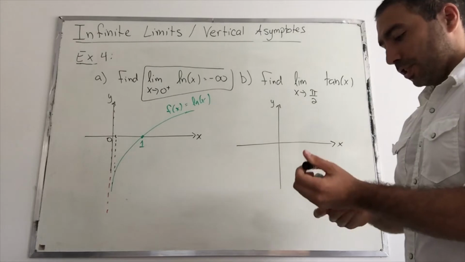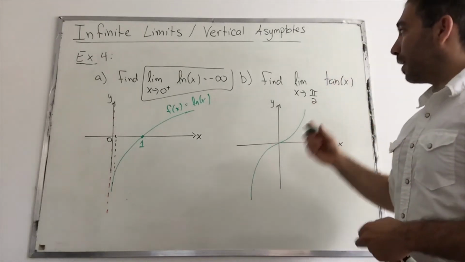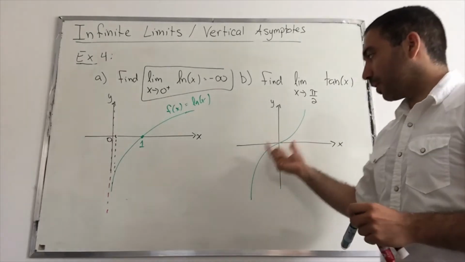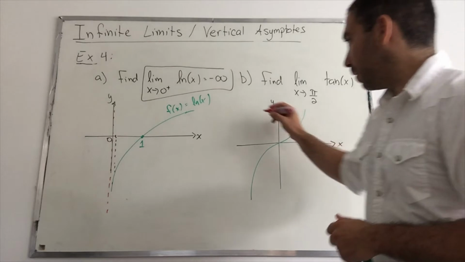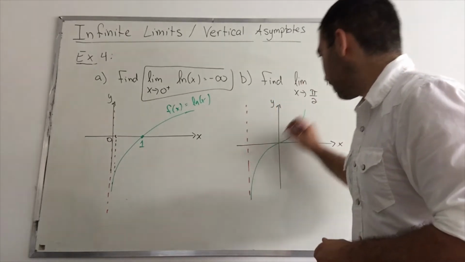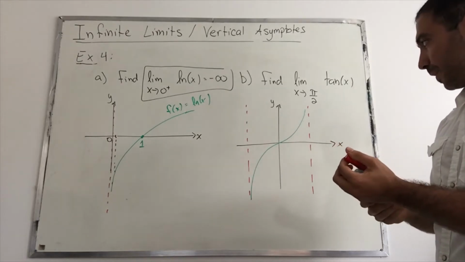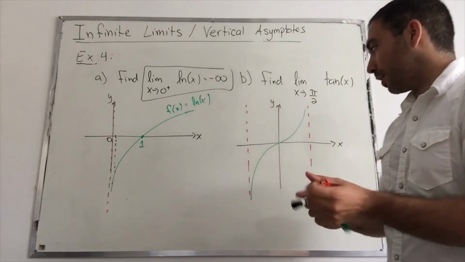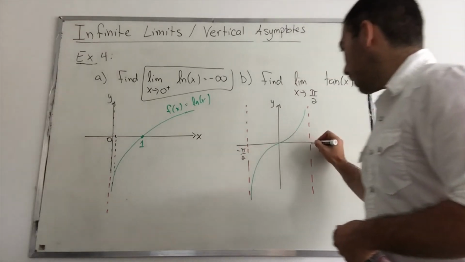So again, the function is going to be in green. I'm just going to draw one variation. The tan function is periodic, it's going to repeat itself. I'm just going to focus on one period over here. So we have our vertical asymptote at negative pi over 2 and at pi over 2.